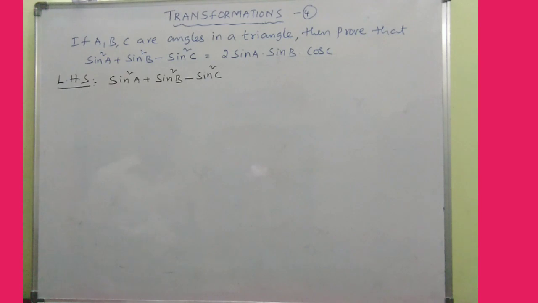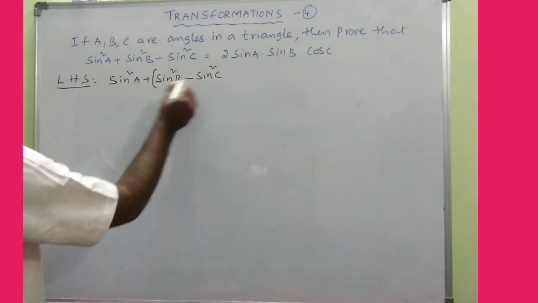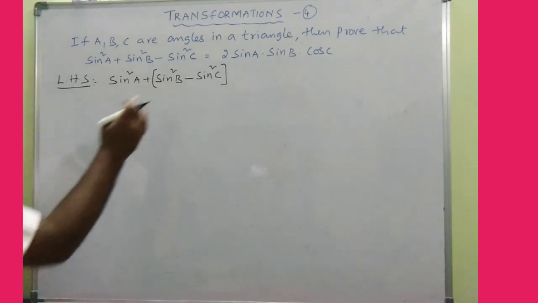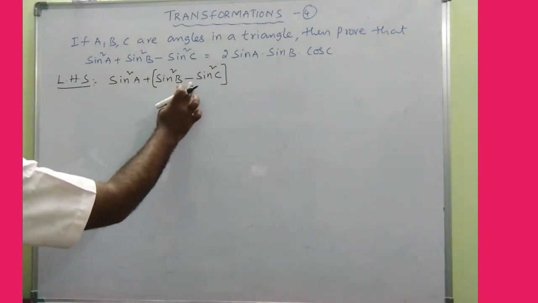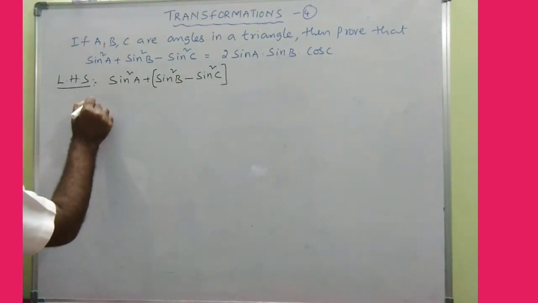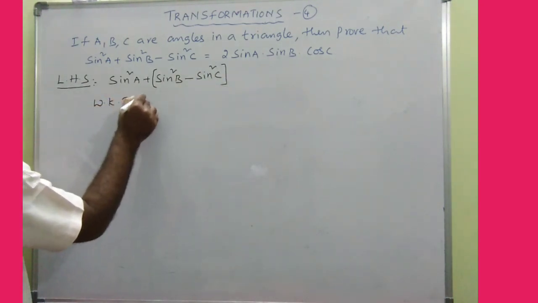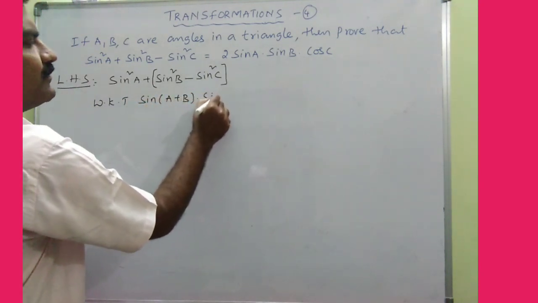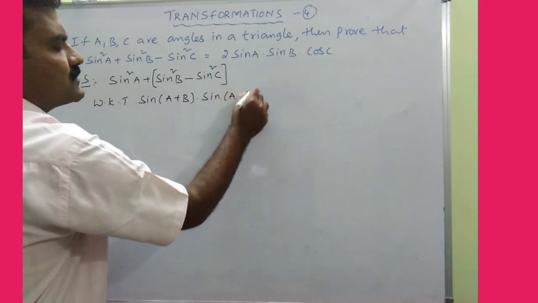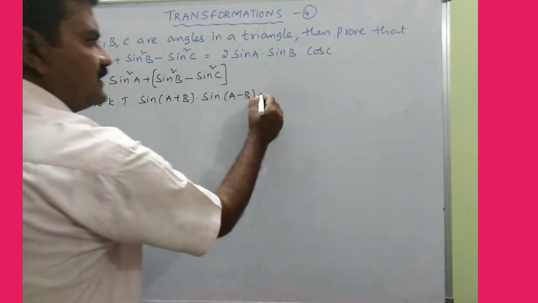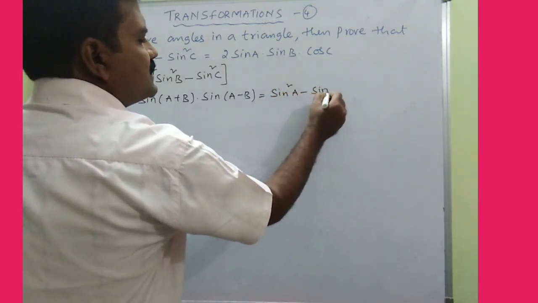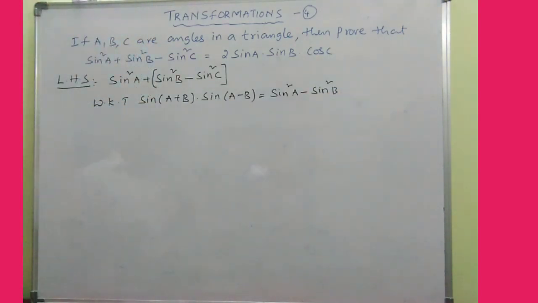Very simple. See, I just want to consider these two as a single unit. Now you know this is like sine square A minus sine square B. Do you know what is the product of sine of A plus B and sine of A minus B? So sine of A plus B into sine of A minus B, which is nothing but sine square A minus sine square B.